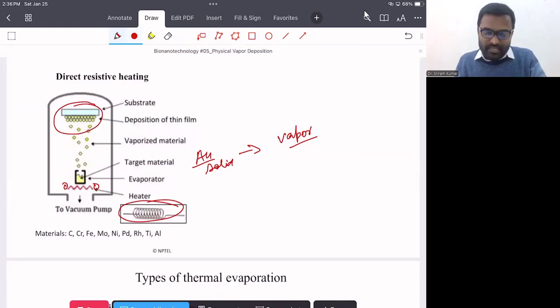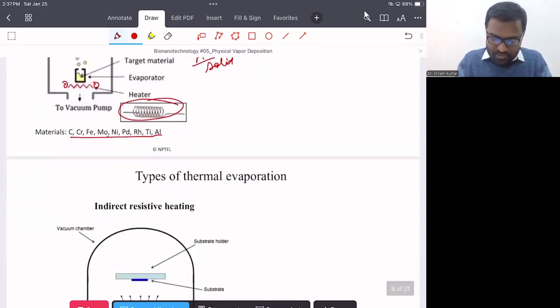So in direct resistive heating, we just apply a direct high potential between these two terminals, either in wire form or in coil form. In this kind of technique, we can use materials such as chromium, iron, molybdenum, nickel, palladium to deposit on the wafer substrate. So this kind of material we can use to deposit on the substrate.